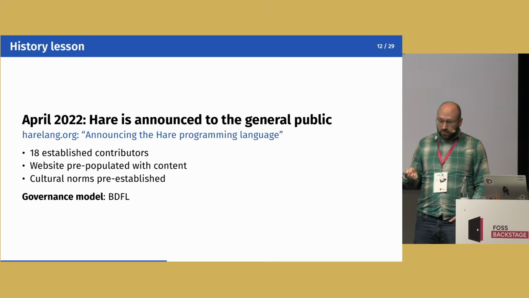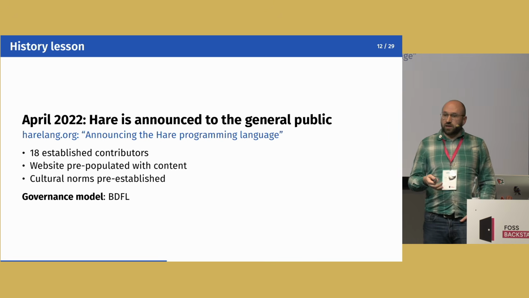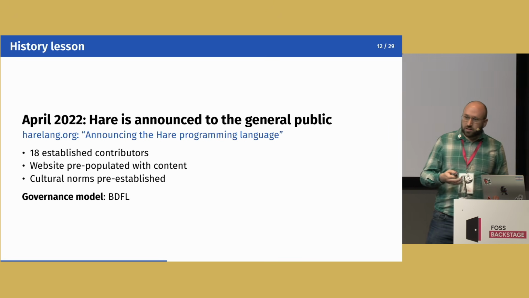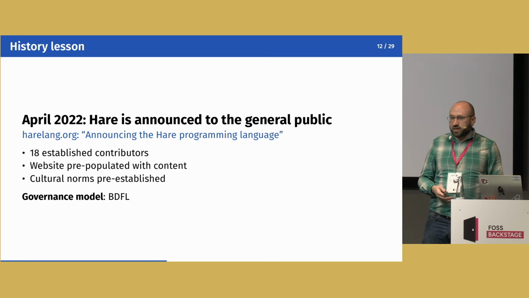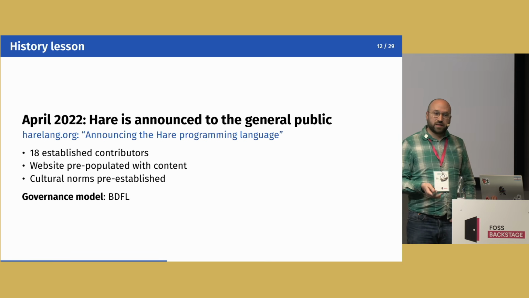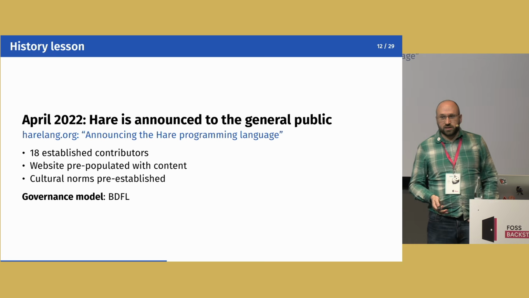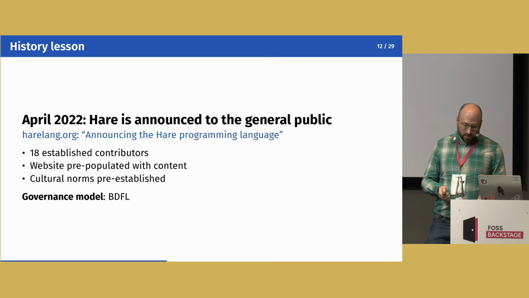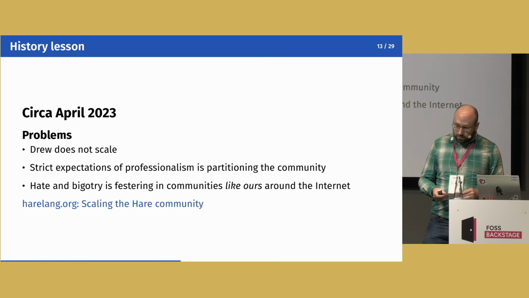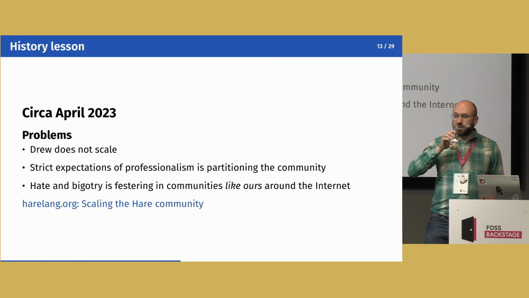And at this point, the governance model is firmly a BDFL model, except with lots of trust going around between contributors. Decisions that need to be made about the governance are made as they're needed. We're not setting out any formal policies yet. We don't want to prematurely optimize the problem. So the language is public. And about a year later, some problems are starting to show up.